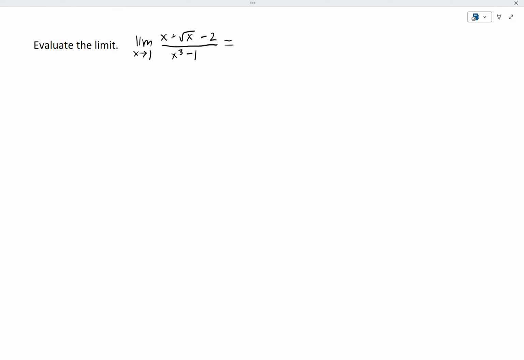When we plug in 1, we get 1 plus 1 minus 2, that's 0, all over 1 minus 1, which is 0. So we have an indeterminate form, 0 over 0. Not the answer. So how can we factor this?